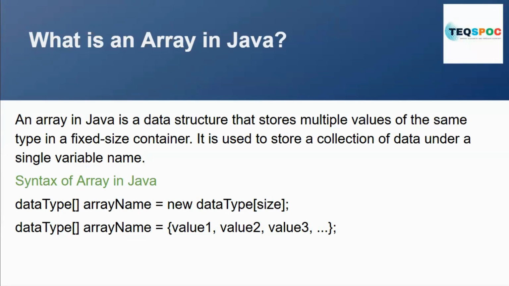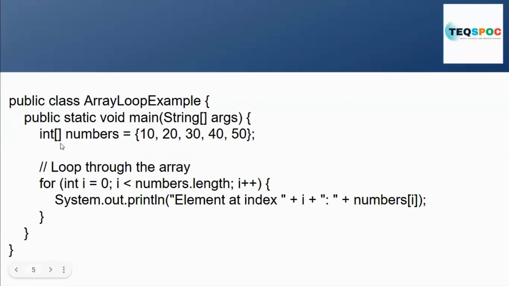Multiple values in a single variable means if you have created a variable named x, previously we know we can store int x equal to 10, only one value. Now here we will store int x equal to 10, 20, 30, 40. Multiple values we can store in arrays. Basically, this open and close bracket represents an array. Int[] is the array type, and number is a variable we have assigned, equal to curly braces 10, 20, 30, 40, 50. Means here we are assigning five values.